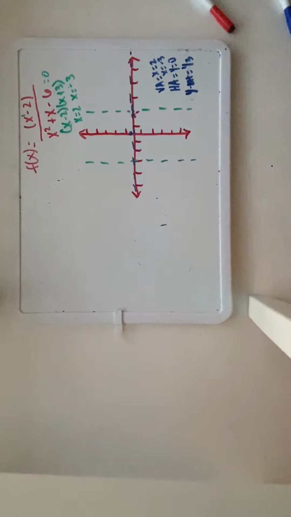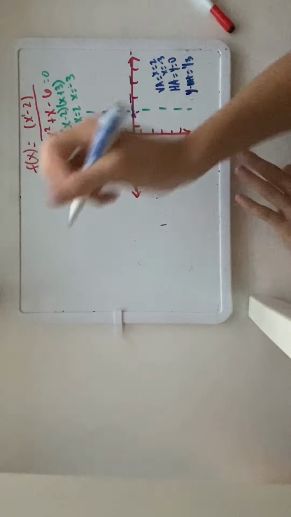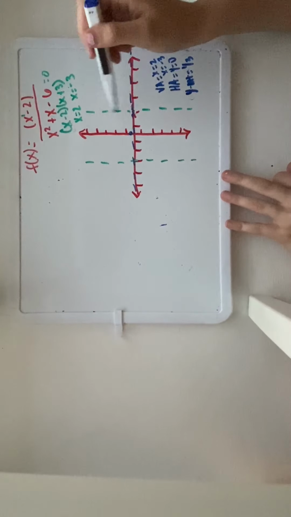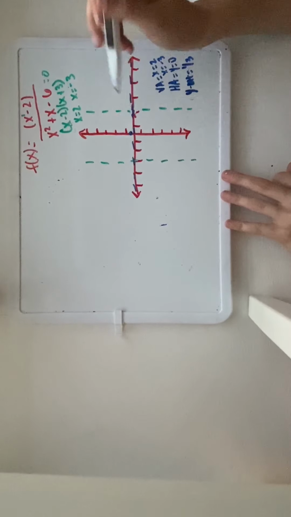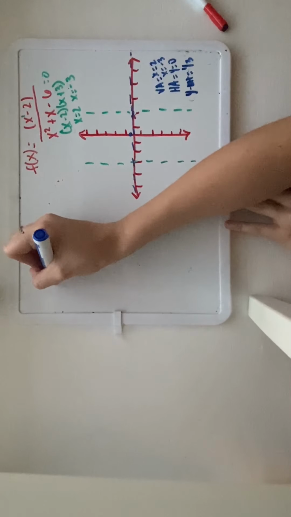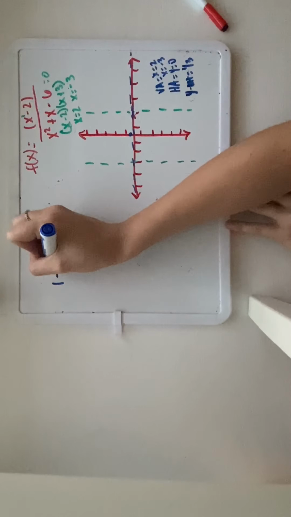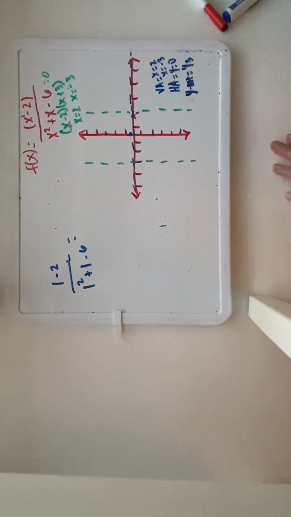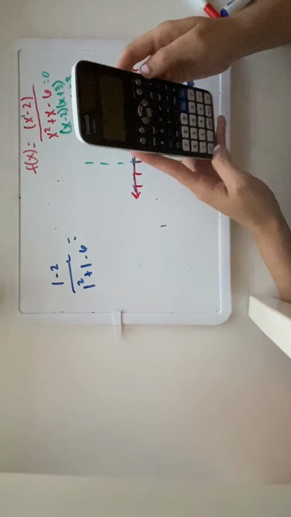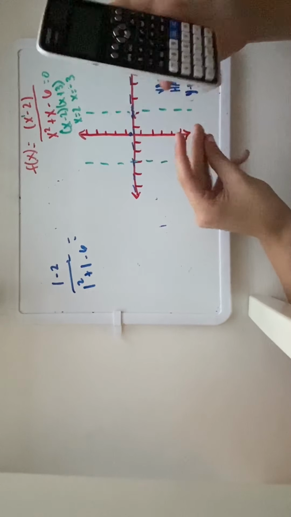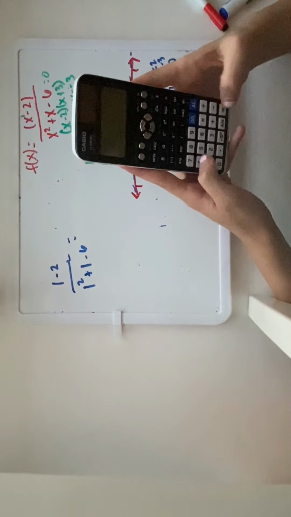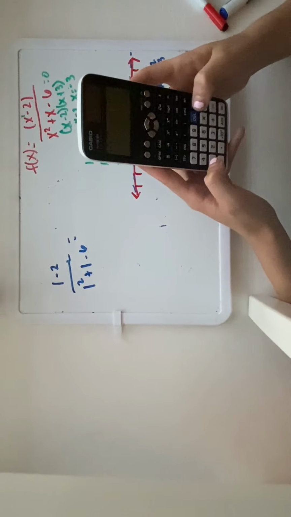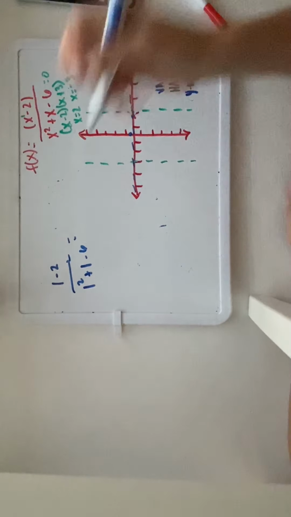Okay, so now we're going to graph it. Over here, I'm going to make a table and plug in numbers for x. I'm going to do +1, so we'll do 1 minus 2 over 1 squared plus 1 minus 6. I'm just going to take my calculator and do 1 divided by -4. So that's -0.25.